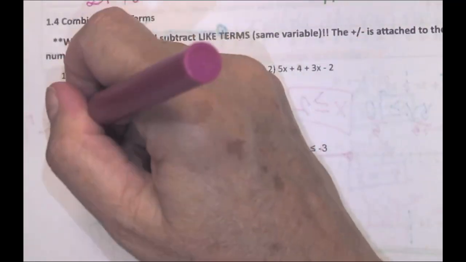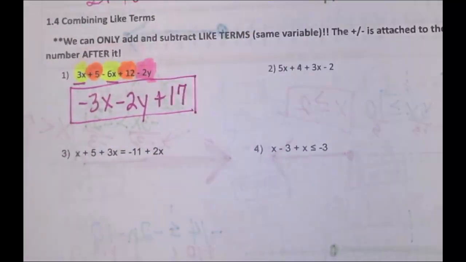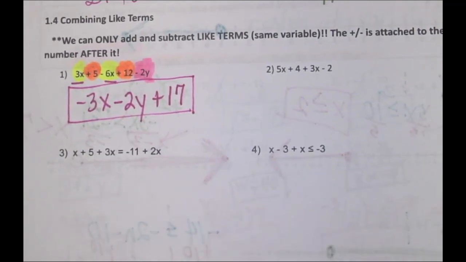There's no equal sign here, so I can't solve for a variable. I can just simplify the expression. When there's no equal sign, it's an expression, and all you can do is simplify.